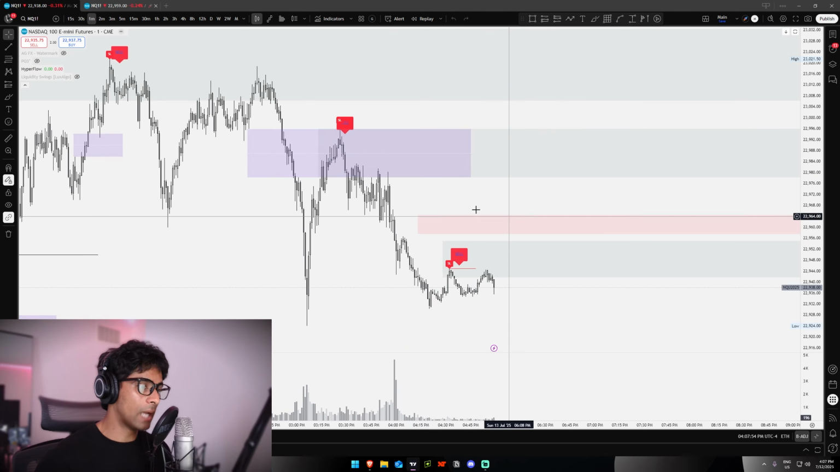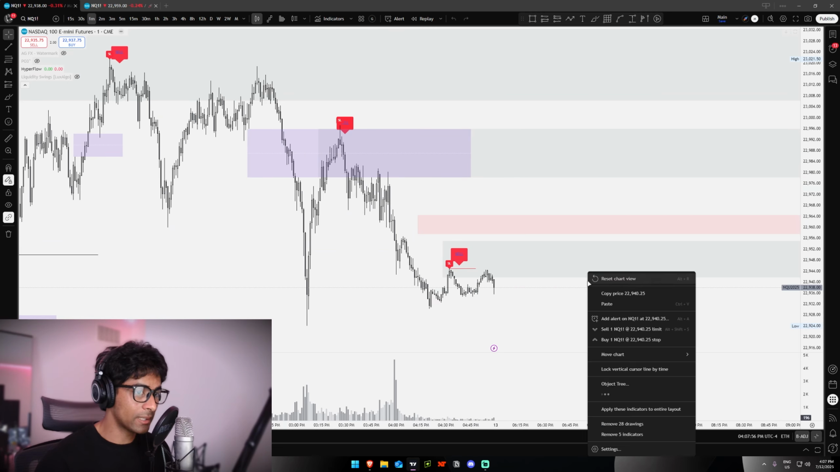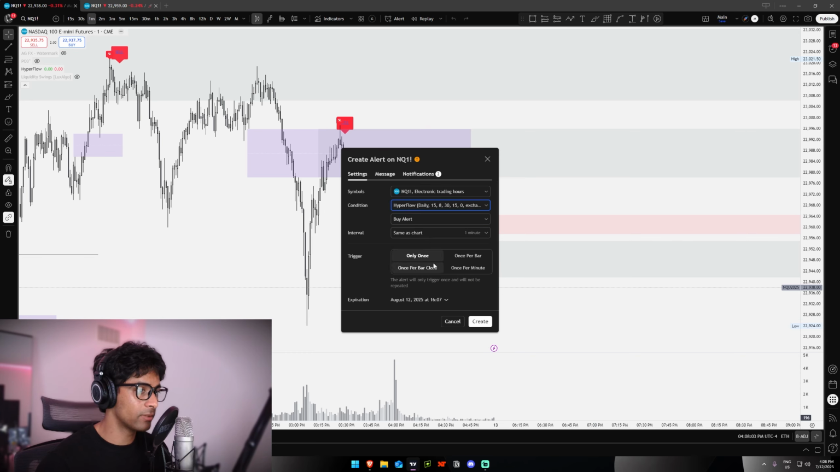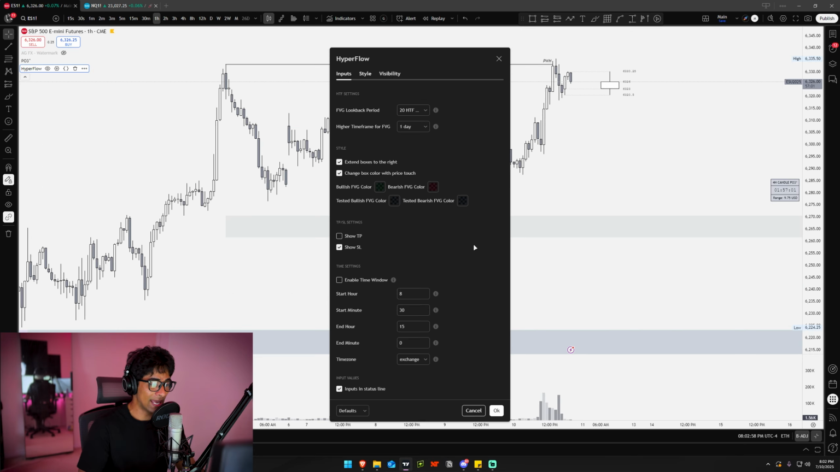Another very good thing about this indicator is you can right click on TradingView, click add alert at this certain level, and then click condition, HyperFlow, sell signal or a buy signal on the same time frame chart that you have. So you can get a TradingView alert depending on what time frame HyperFlow is triggering on. And that's it for the settings. No fluff, just what you need.